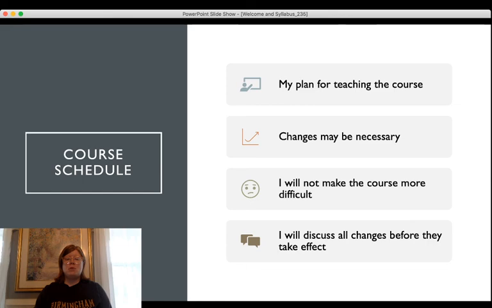I will not make the course more difficult. If I change a reading, because, for example, a news headline breaks and there's an issue we need to discuss, I'll substitute one reading for another reading of similar difficulty. I won't, for example, add any graded materials to the course. How the course is graded is how the course is graded. I may add extra credit options, but I would never take away an opportunity for credit.